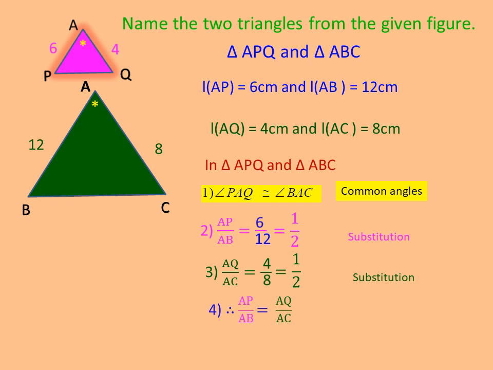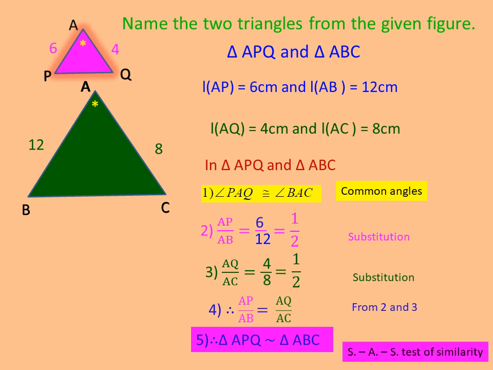You can see the right side of statement number 2 and 3, they are having the same value. So we can say left hand side AP upon AB equals to AQ upon AC from 2 and 3. Therefore I can say triangle APQ similar to triangle ABC by SAS, test of similarity.